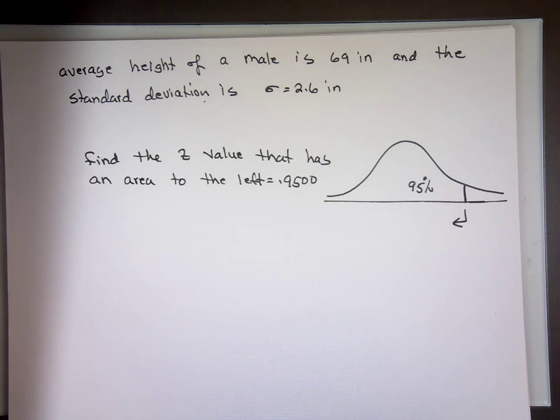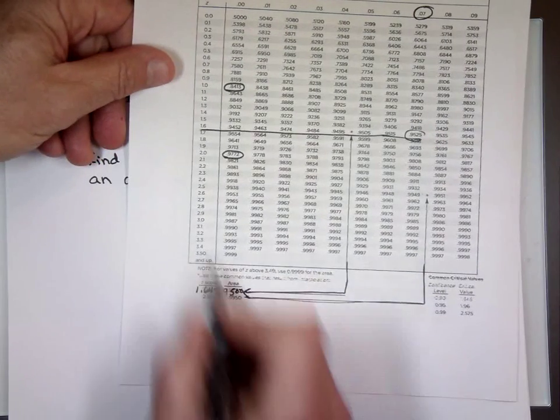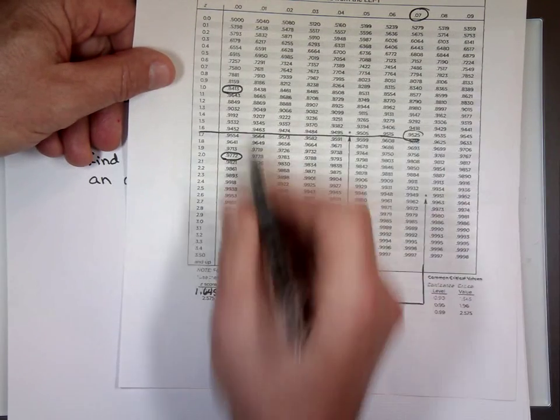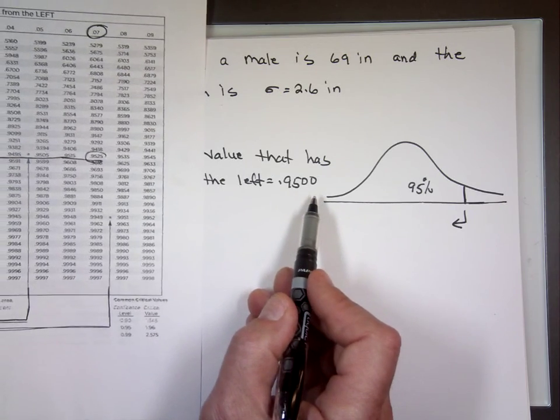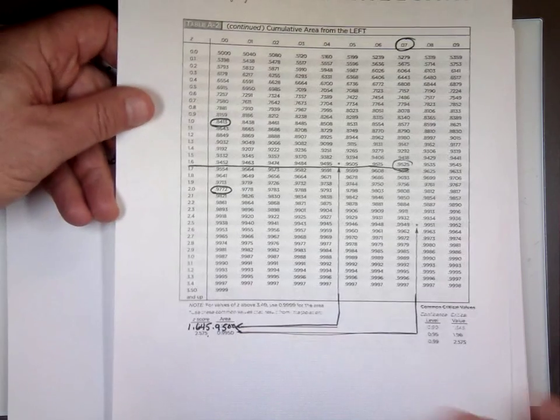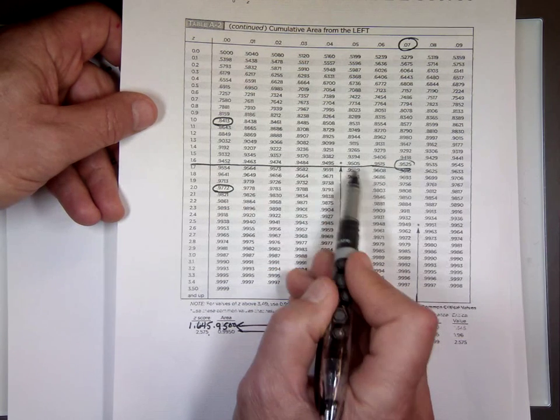Well, it's not one of the match. Yeah, it is. So now I have to look inside the chart, not on the outside, inside the chart. What is the closest number to 0.9500? Well, here's the problem. There's 9495 and 9505.